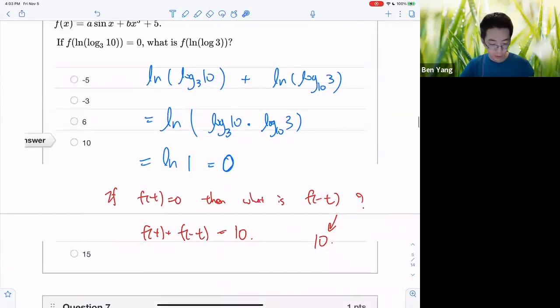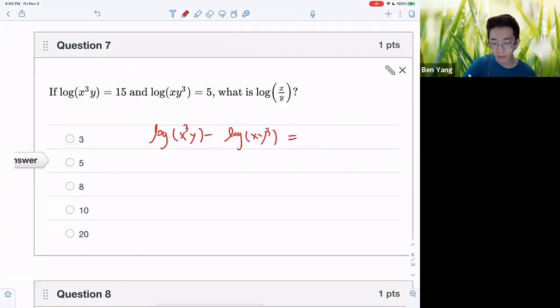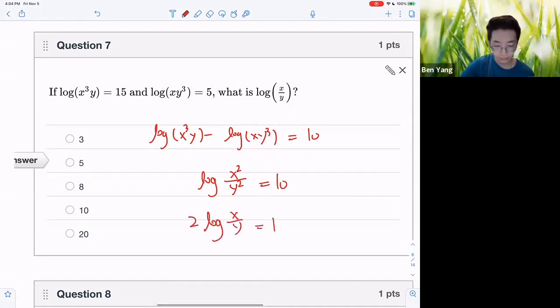Okay, next one. Log of x to the power of 3 times y is 15, and log of x times y to the power of 3 is equal to 5. What is log of x over y? I guess we can take the difference here, right? So log x cubed y minus log x y cubed equals 10. So we have log x squared over y squared, that's 10. But that's 2 times log x over y. So log x over y is equal to 5.